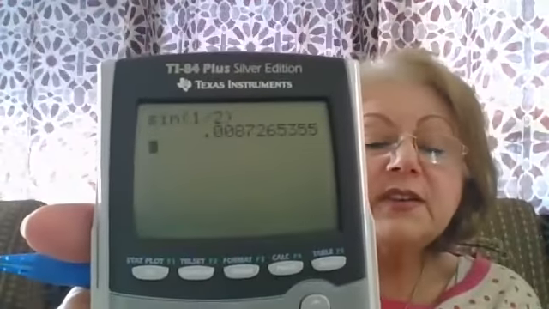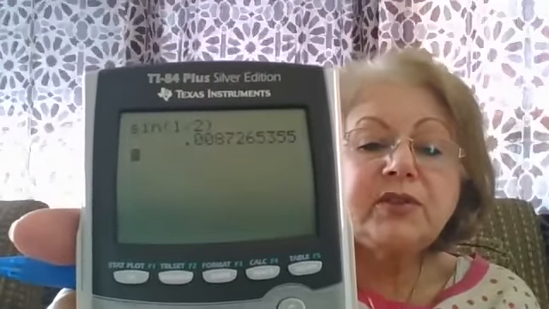And go back to the home screen. Now I am pushing the button which says sine. It comes with parentheses. 1 divided by 2, and I know that it is in degree mode, and push enter. This is approximately 0.0087. I'm stopping here because after 7 I have 2. So this is the answer. Approximately 0.0087.